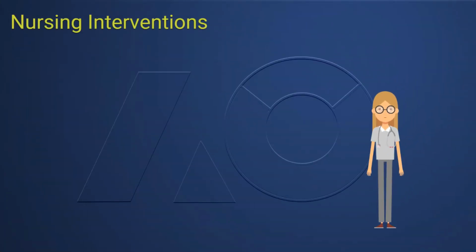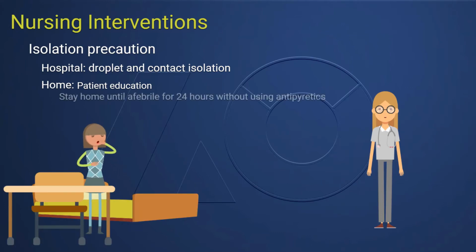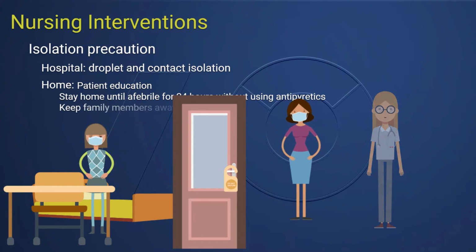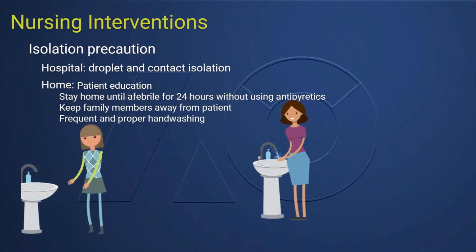The ideal precaution is combining both droplet and contact isolation. Since most patients are cared for at home, patient education is particularly important. Teach patient and family the following. Keep patient at home until being afebrile for 24 hours without using antipyretics. Keep family members away from patient. Wash hands frequently and properly.